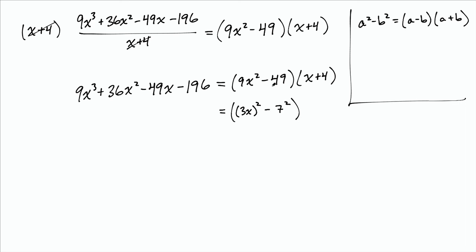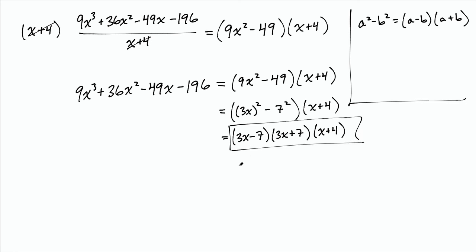Okay, so right there I see that this is a difference of squares. And so now I can use this formula to factor that. So this becomes 3x minus 7 times 3x plus 7. And then I still have my x plus 4. And there is my completely factored form of that polynomial.